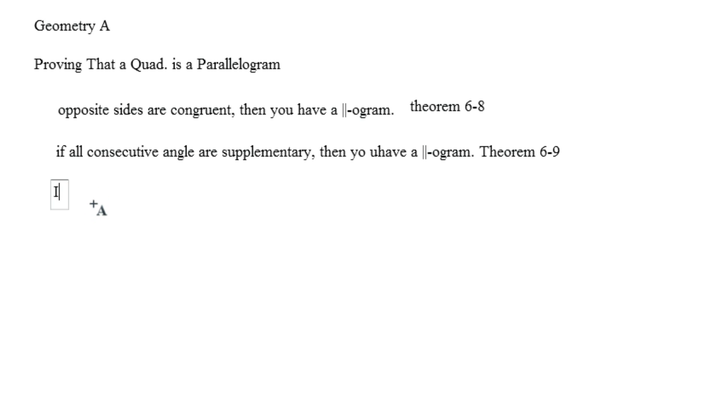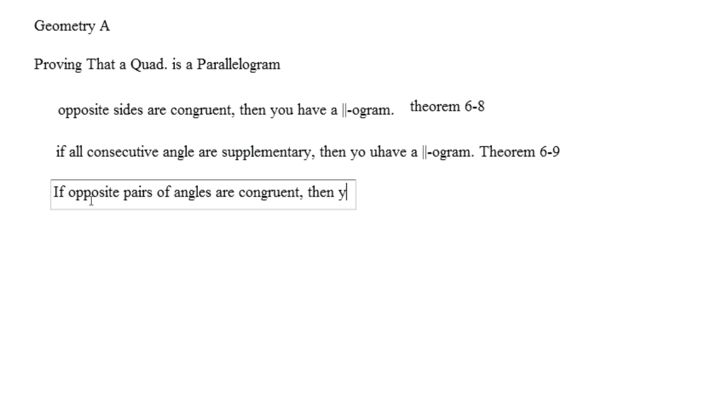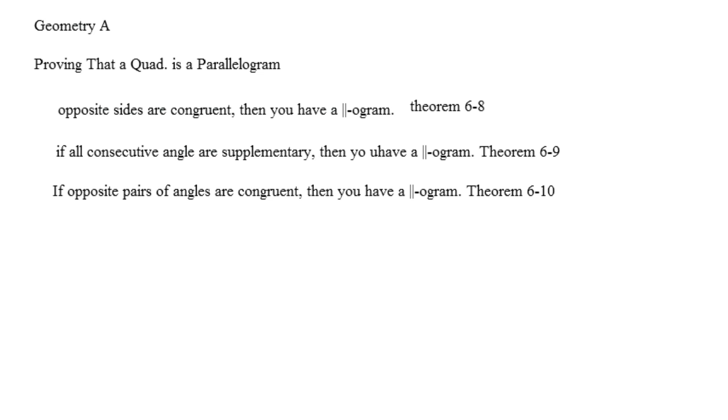Now, if opposite pairs of angles are congruent, then you have a parallelogram. And that is theorem 6-10, okay, that you would be using right there. And that's what that is saying out of the book. Okay, so when you're doing proofs on this stuff, you're dealing with these theorems right here in this one.